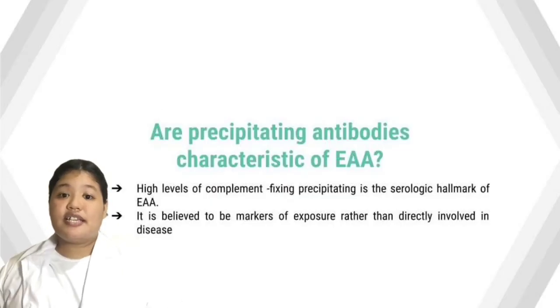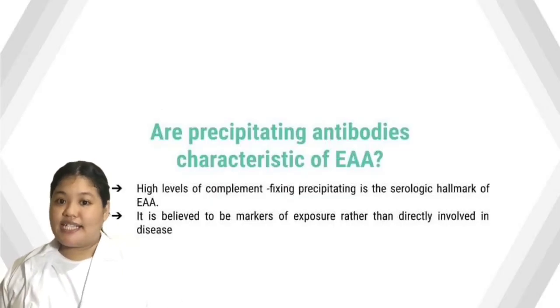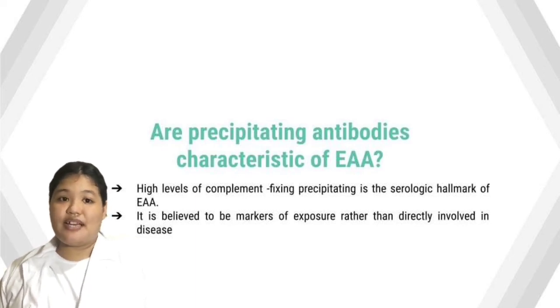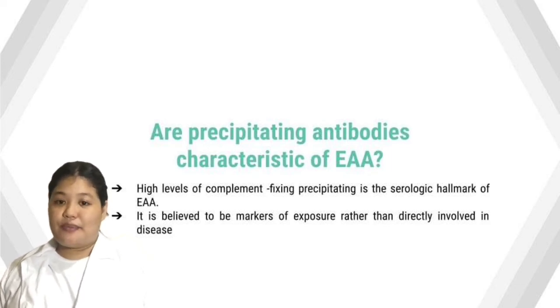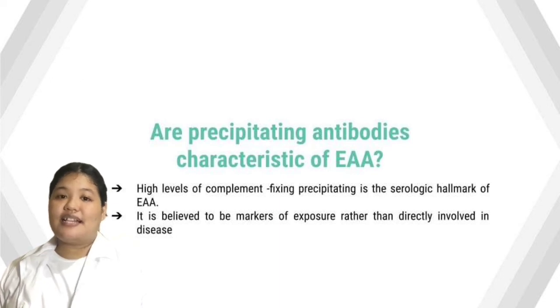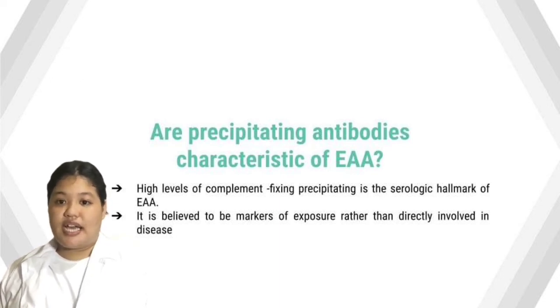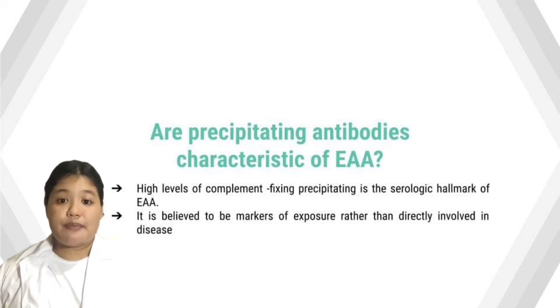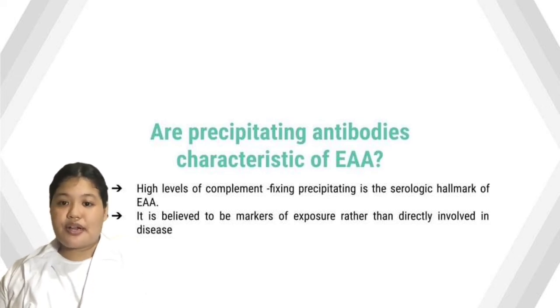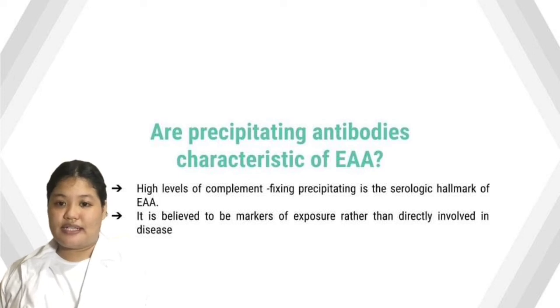The characteristic immunologic finding in EAA is serum precipitating antibodies directed against the specific offending antigen, as identified by the Ouchterlony gel technique and other immunoassays. High levels of complement-fixing precipitating antibodies of the IgG and IgM classes are the serologic hallmark of EAA. They are believed to be markers of exposure rather than directly involved in disease.